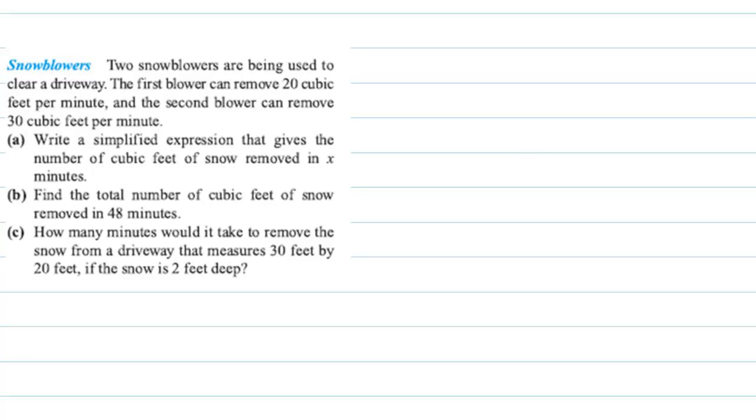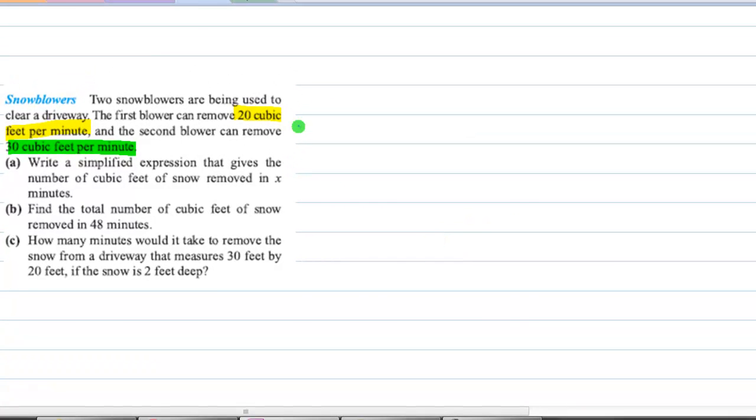Okay, now we have a word problem. We've got 2 snowblowers that can clear a driveway. The first blower removes 20 cubic feet per minute, and the second blower removes 30 cubic feet per minute. And the first part of this problem is to write an expression that gives the number of cubic feet of snow that can be removed by both blowers working together in X minutes.